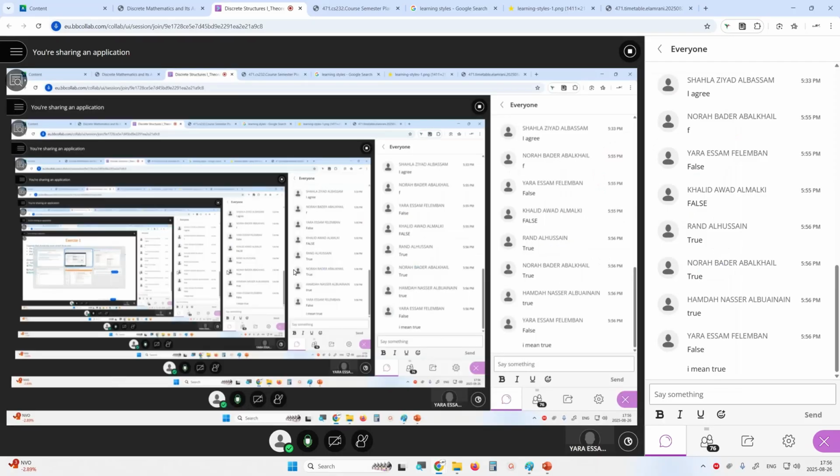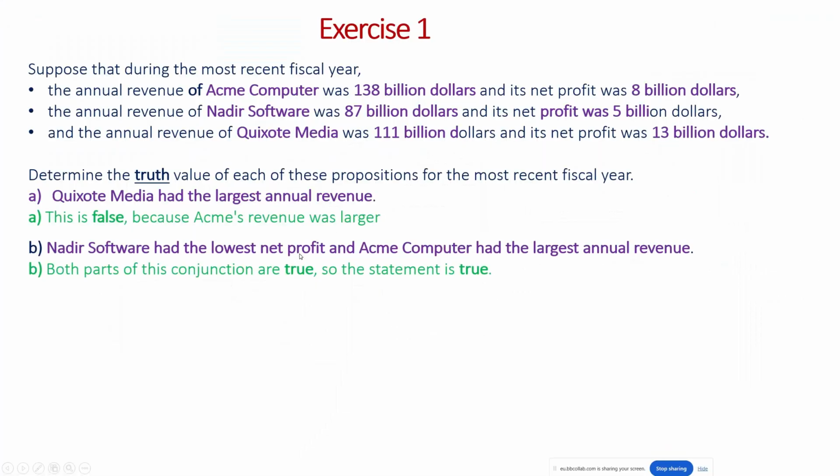Let me see what some did. I think I was also confusing a little bit, because when we talk about revenue, we need to look at the first number. When we talk about profit, we need to look at the second number. So Nadir had the lowest net profit, which means you look at the second number. The lowest number is 5, so that's true. ACM Computer had the largest annual revenue. Revenue is the first number. This is the largest. Yes, it is.